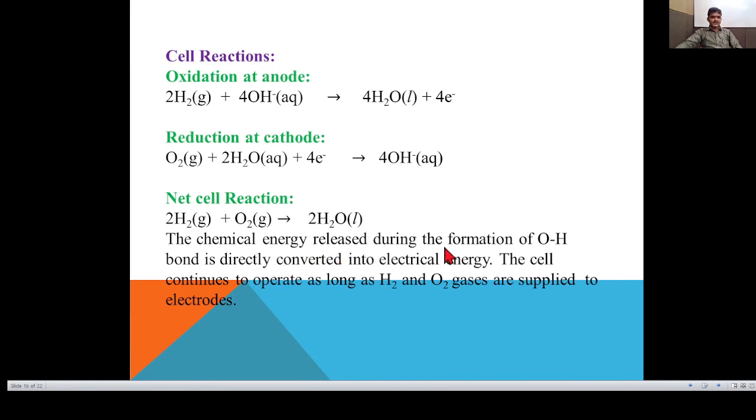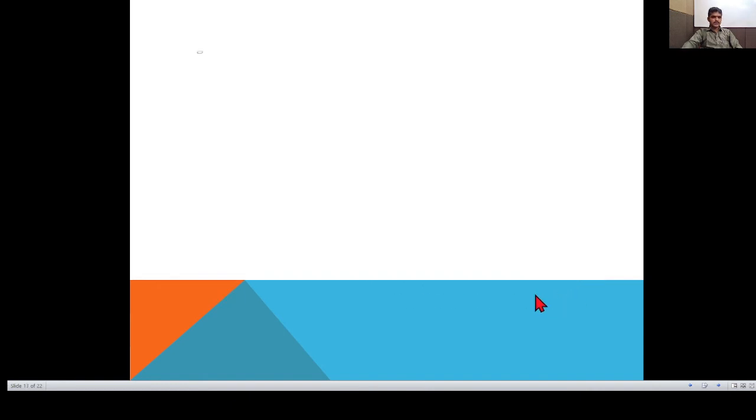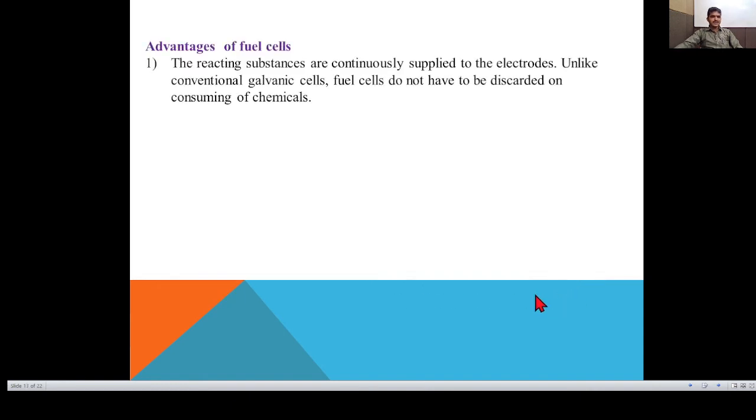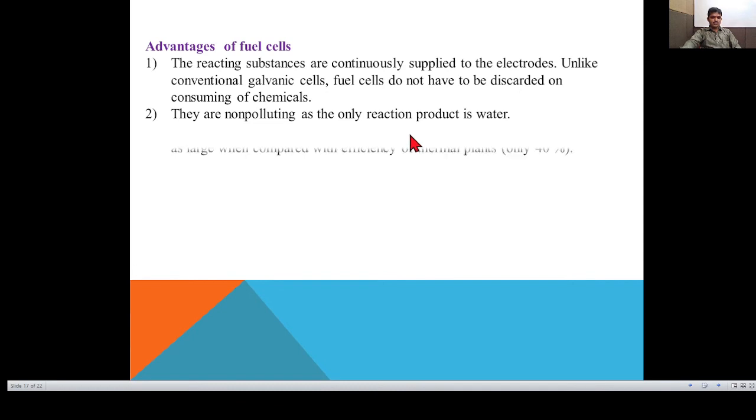The chemical energy released during the formation of the O-H bond is directly converted into electrical energy. The cell continues to operate as long as H2 and O2 gases are supplied to the electrodes. Now, what are the advantages of a fuel cell? The reacting substances are continuously supplied to the electrodes. Unlike conventional galvanic cells, fuel cells do not have to be discarded on consuming the chemicals. They are non-polluting, as the only reaction product is water.